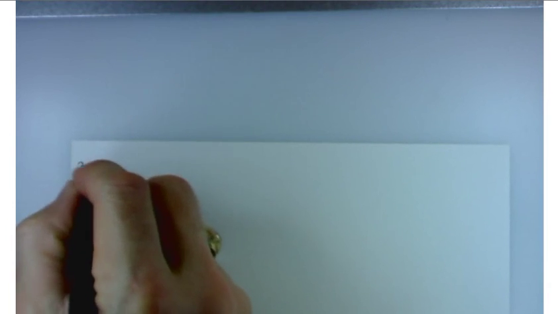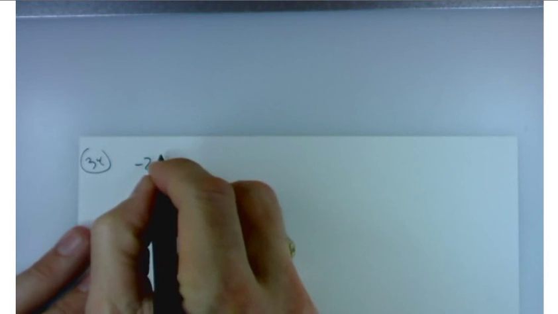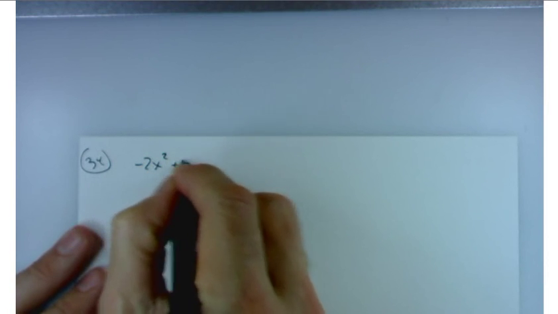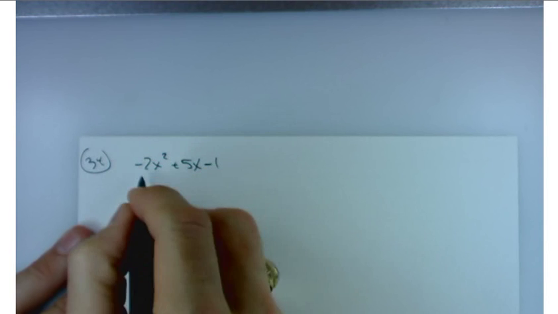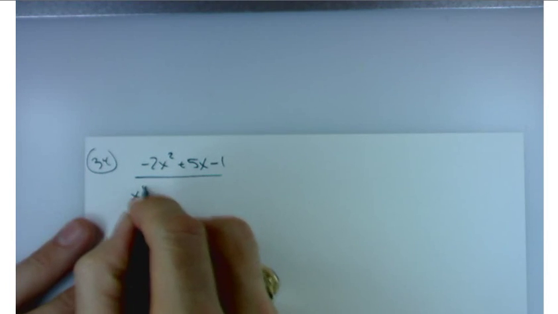Problem 34 looks like this. Negative 2x squared plus 5x minus 1 over x to the fourth.